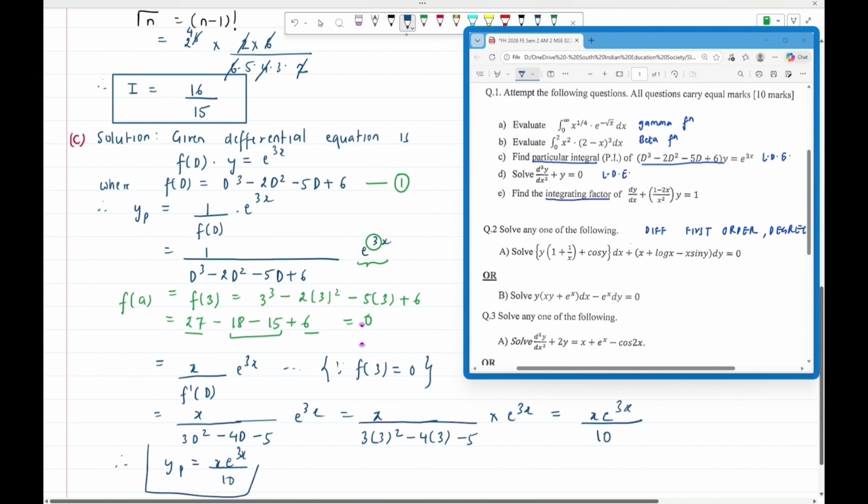Now suppose it had happened that the denominator again became 0. So in that case we are going to go for a derivative, meaning we are going to take another derivative. So we'll be dealing with f double dash of d.